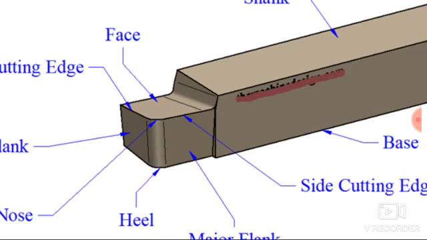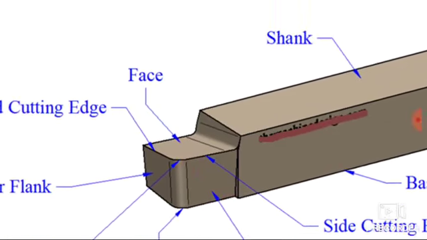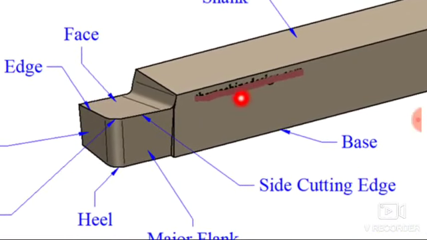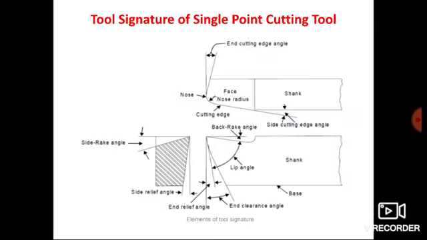Now here you can see these are two different surfaces or sides of the cutting tool. This is a side of the cutting tool and this is also a side of the cutting tool. These two sides are not exactly parallel to each other. Here you can see some gap. That means this side is somewhat inclined to this side. Now this angle is nothing but the side relief angle that you can see over here.